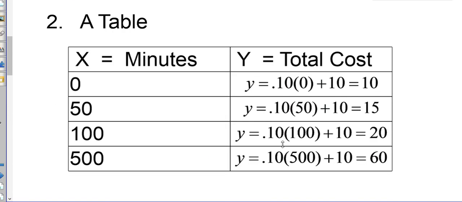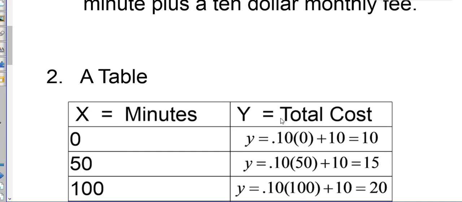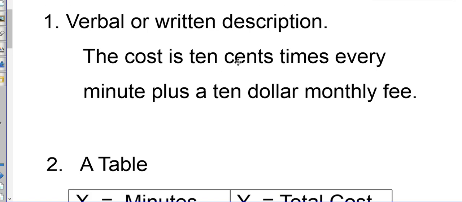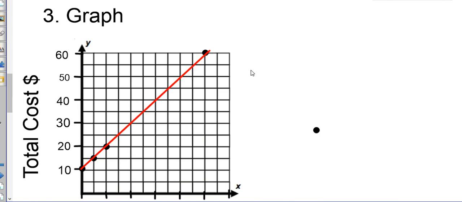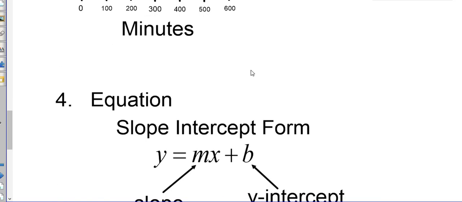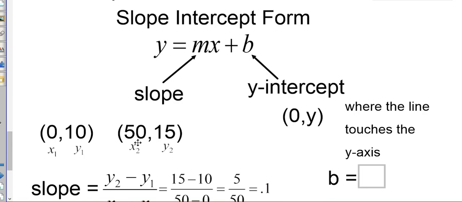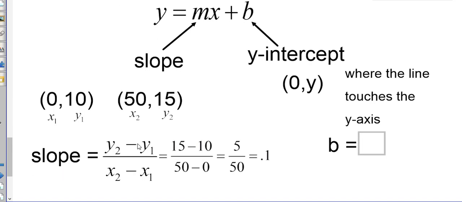You know, it's that 10 cents. Here it was in the description, 10 cents times every minute. This was the rate of change or the slope of the line. Okay, but if you don't see it right away, that's the way to calculate it from 2 points from your table or graph. The next thing is the y-intercept.